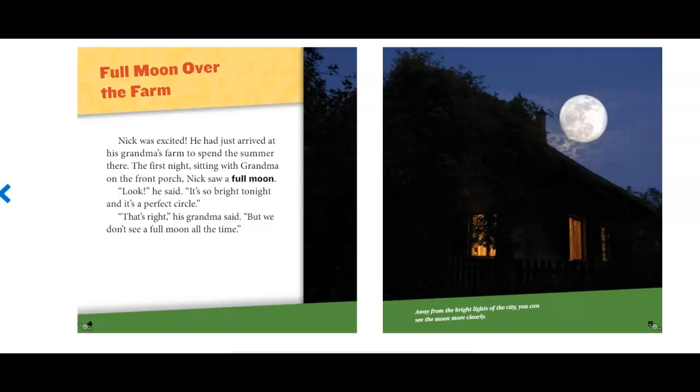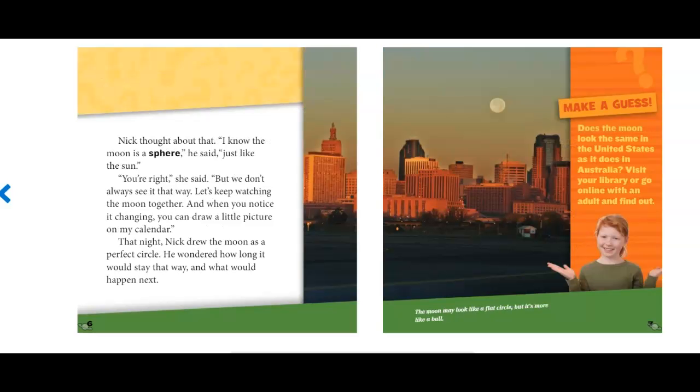Full moon over the farm. Nick was excited. He had just arrived at his grandma's farm to spend the summer there. The first night, sitting with Grandma on the front porch, Nick saw a full moon. "Look," he said, "it's so bright tonight and it's a perfect circle." "That's right," his grandma said, "but we don't see a full moon all the time. Away from the bright lights of the city, you can see the moon more clearly, and that's a full moon."